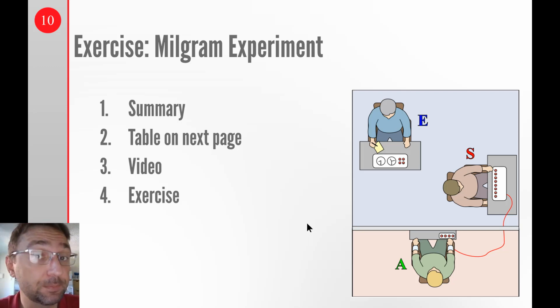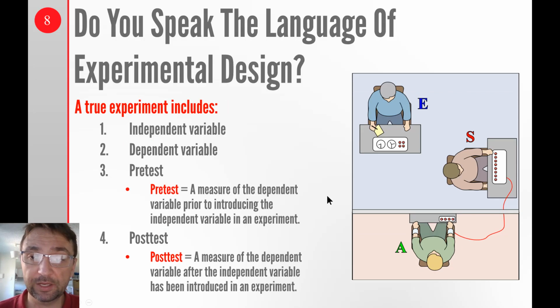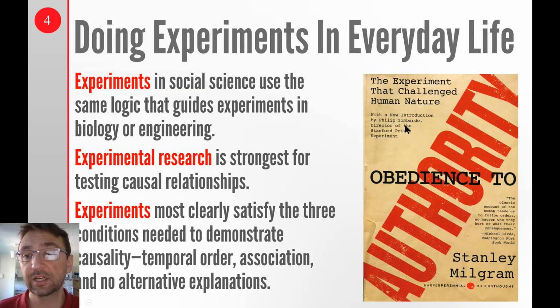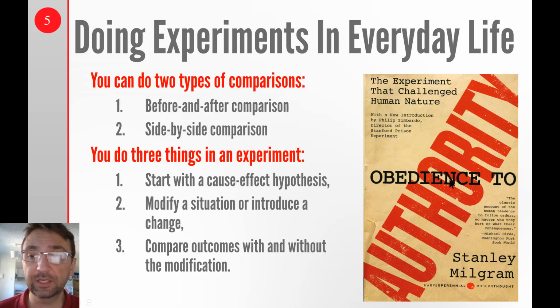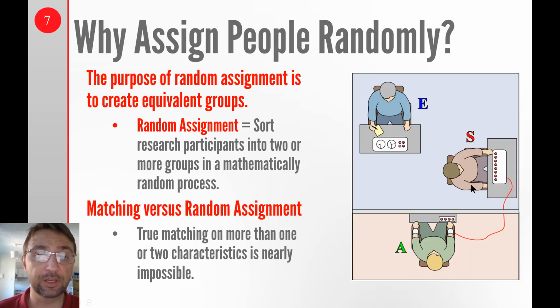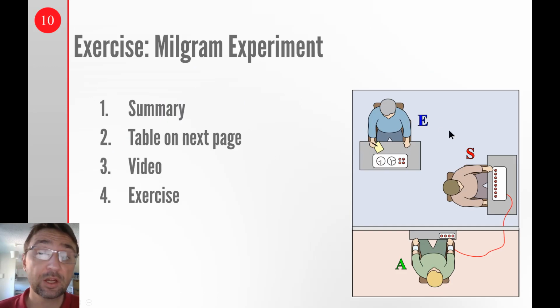So, what's Milgram's experiment? You've seen, just scroll back, this is the book for it: The Experiment That Changed Human Nature, a classic account of how human beings obey orders, and the frightening things that happen. Basically, in this study, we have 3 people, but actually only one of them is a true participant. The others are what we call confederates.